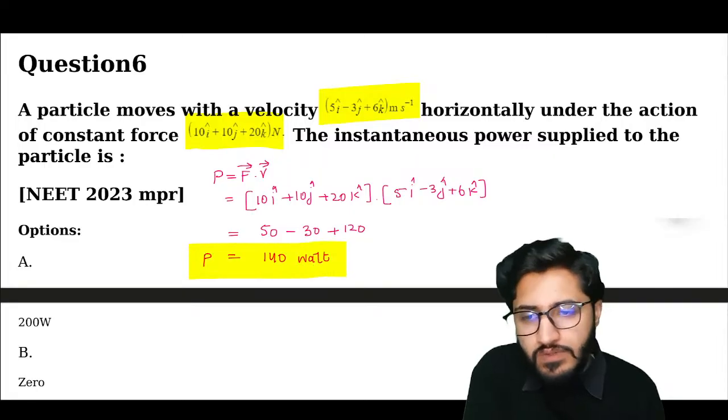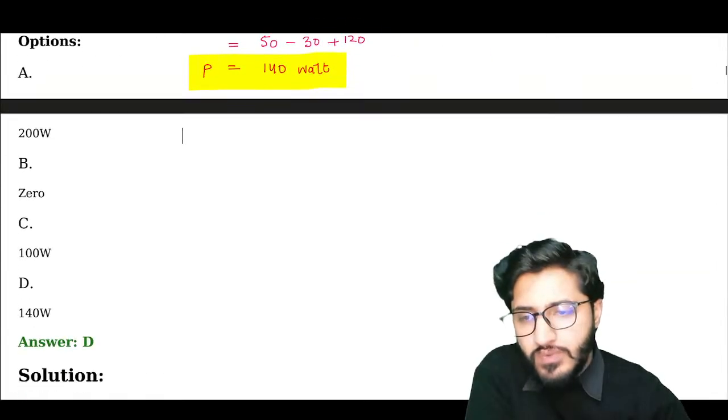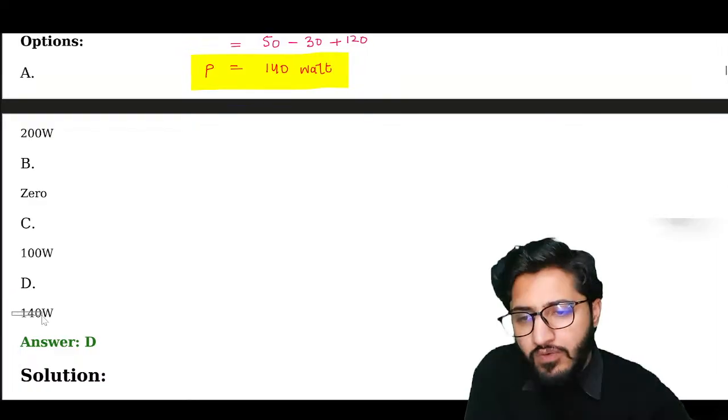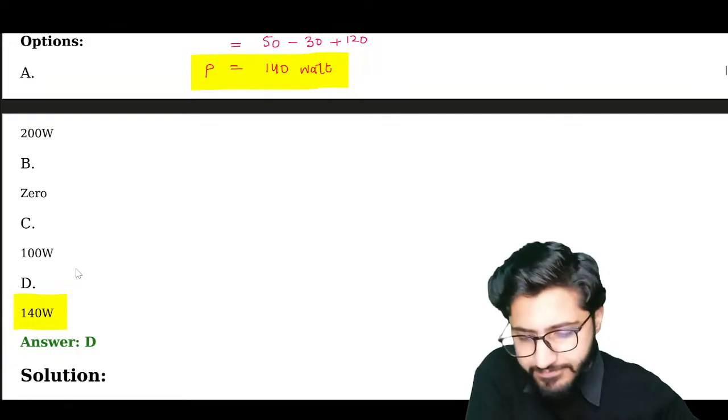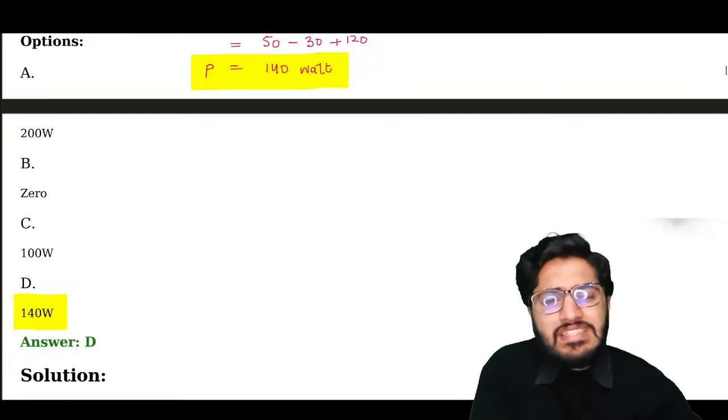140 watt. But which option is 140? Option number D, 140 watt. Easy, no? You will get a numerical like this in the examination only.